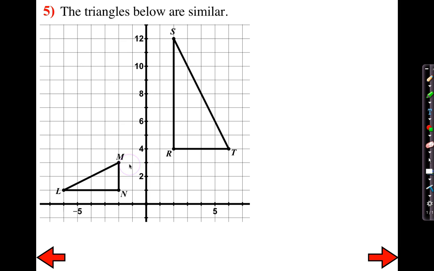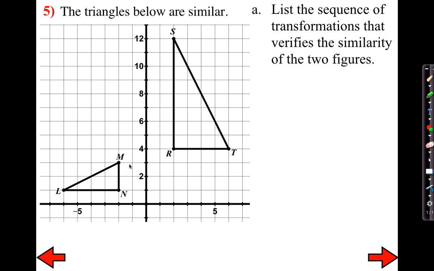Okay. Number 5, the triangles below are similar. List a sequence of transformations that verifies the similarity of the two figures. So first of all, there are multiple answers to get from one triangle to the other to prove that they are similar. Okay, I'm just going to go ahead and give you the answer that I used to figure out how one shape got to the other. Now you may have a different answer that can also be correct, so please keep that in mind. There is more than one answer.